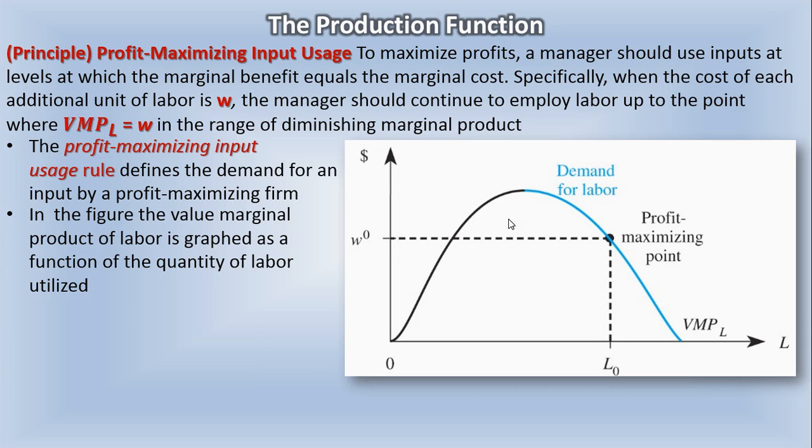And so over the decreasing range, that's essentially going to be the demand for labor curve of the firm. So at various prices, which is the wage, the firm is going to demand different amounts of labor. And this is going to be the point at which this particular firm is going to stop. They're going to stop at the point where the value of the marginal product of labor is equal to the wage.